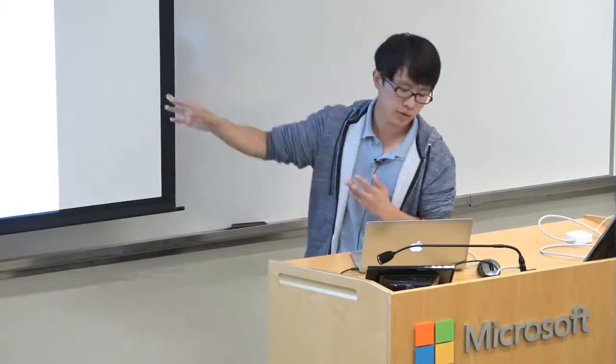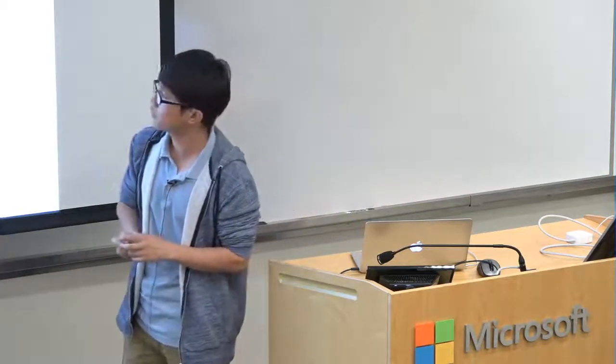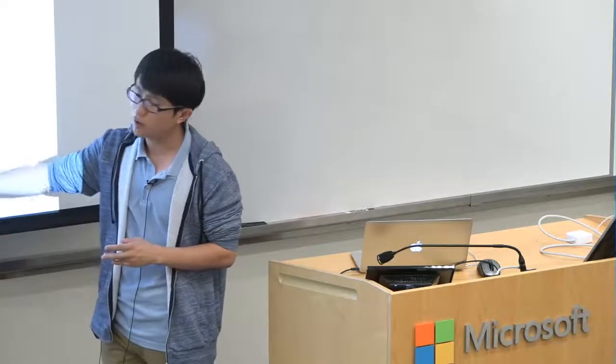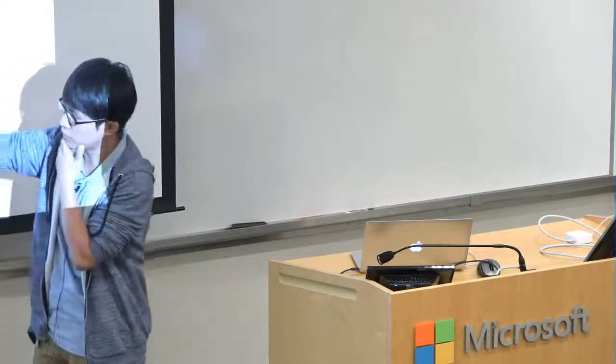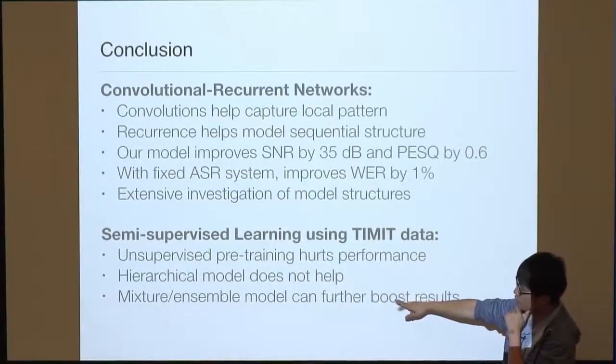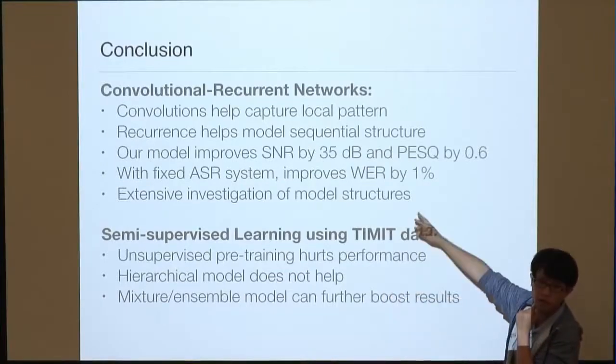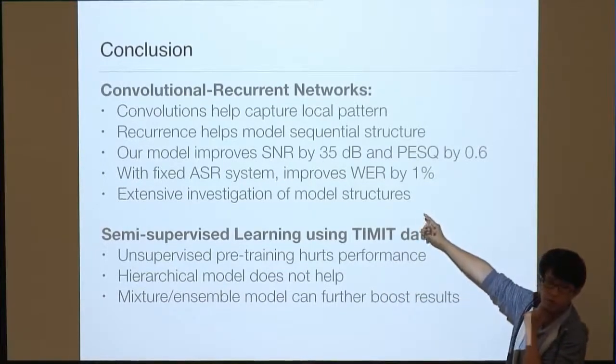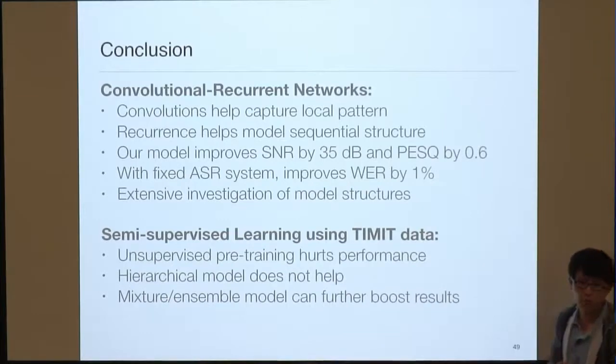I would imagine we can make it larger if we have an even larger amount of data. For the second part, the semi-supervised learning using TIMIT data, so far we don't see a successful approach to use the clean TIMIT data to further boost the performance. But from the third experiments here, I would say using a mixture or ensemble model combined with the convolutional-recurrent neural network will achieve even further improvement.